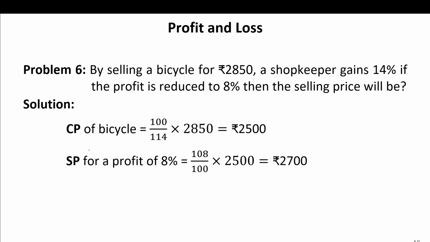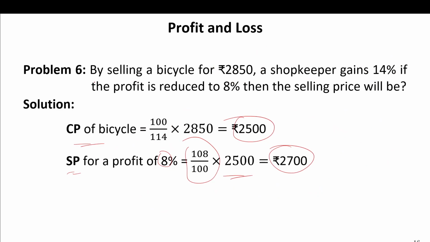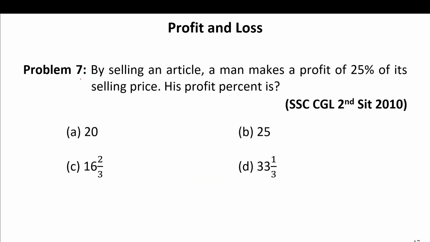So let's see. The cost price of the cycle will be 2500. So the selling price for a profit of 8% will be 108 by 100 into 2500, that is 2700. So the answer will be 2700. So B is the correct answer here. D, C and A are all wrong answers. So let's see problem number 7.